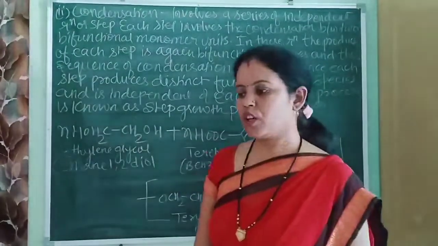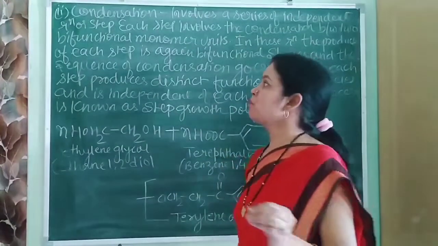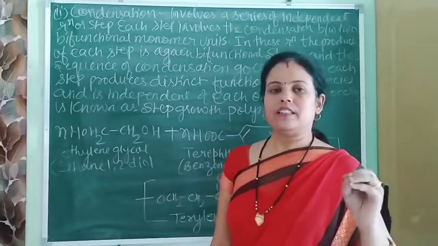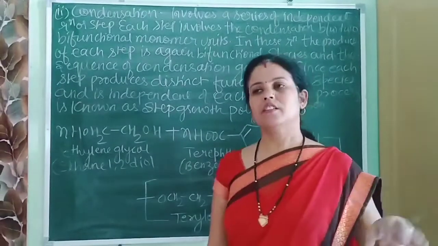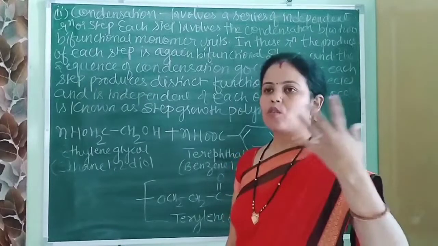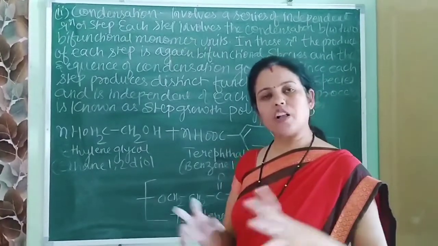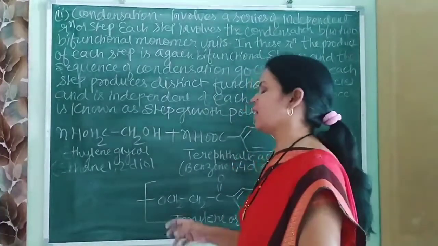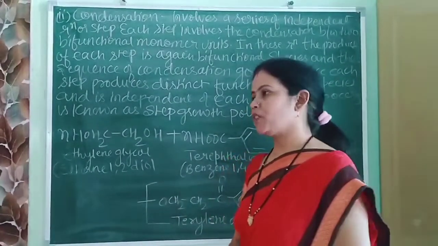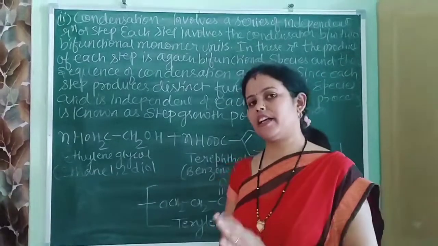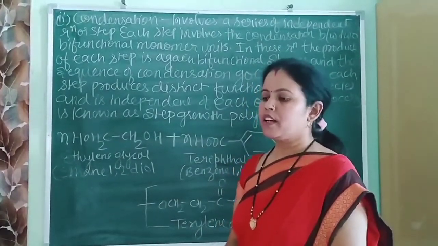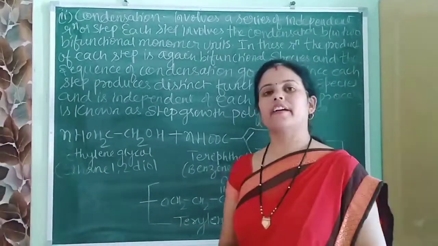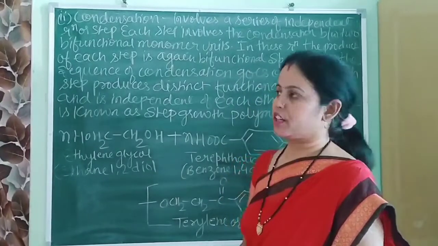Now it is time for homework. You have to write the definitions of terms used in the chapter, like the definition of polymer, copolymer, elastomers, all the definitions of the terms used in the chapter. You also have to write the difference between thermoplastic and thermosetting polymer, and the difference between addition polymerization and condensation polymerization.